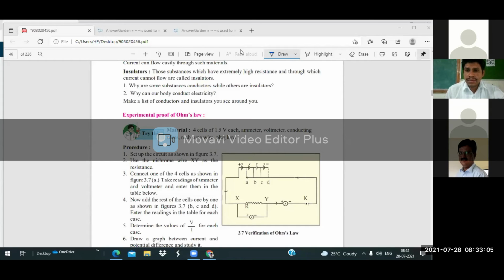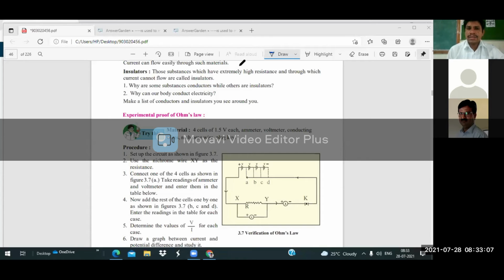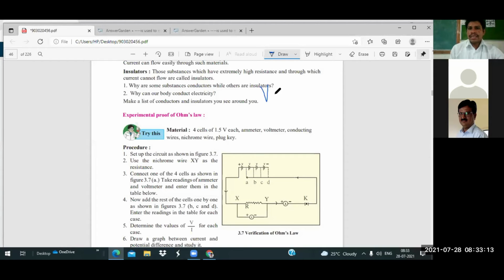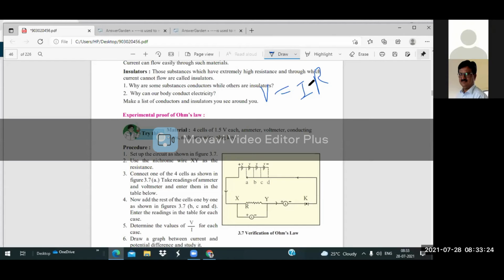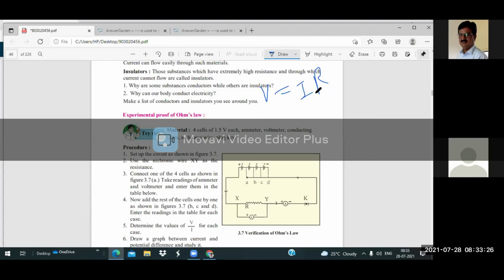Okay, sir, continue. Thank you, sir. So we have seen Ohm's law yesterday. What is Ohm's law? We have seen the formula V is equal to IR. What does it mean? The potential difference across that conducting wire is equal to the product of current and resistance.